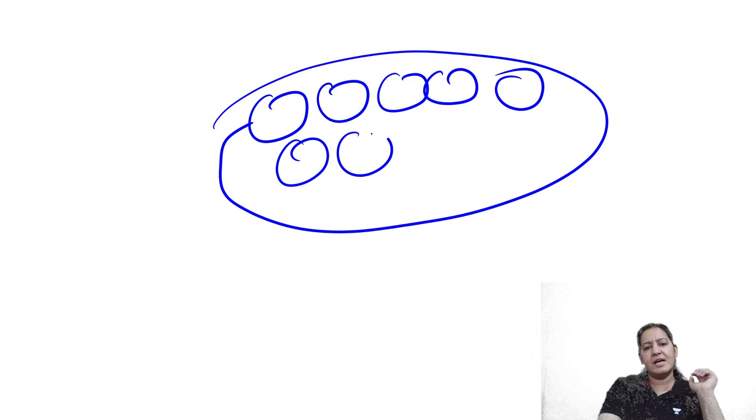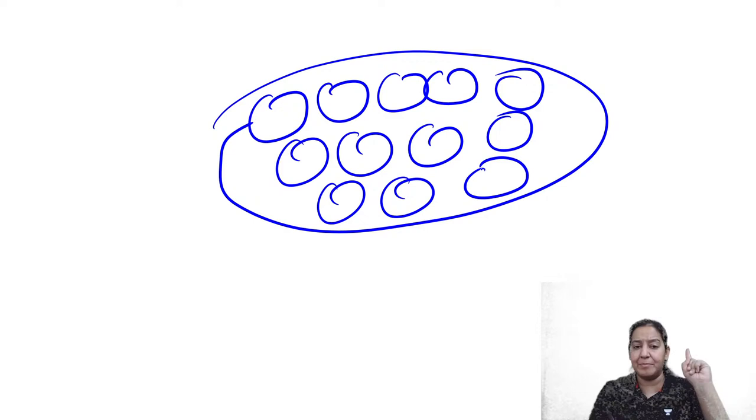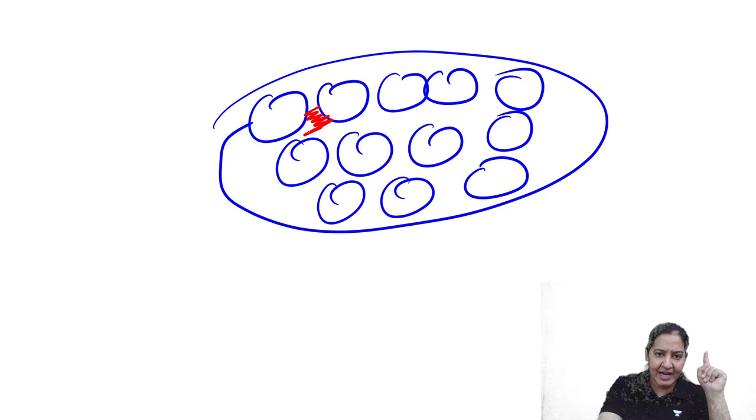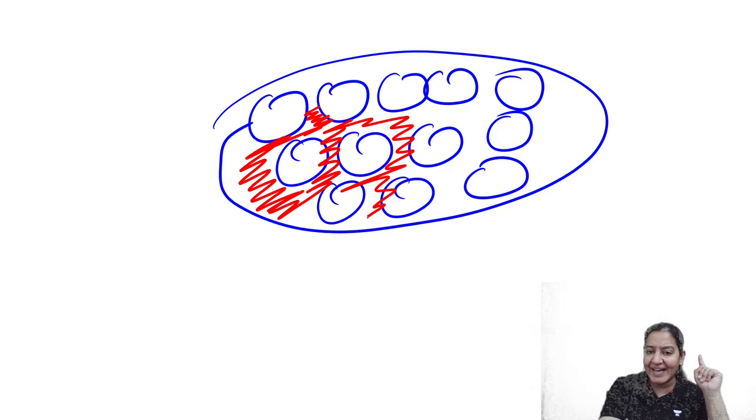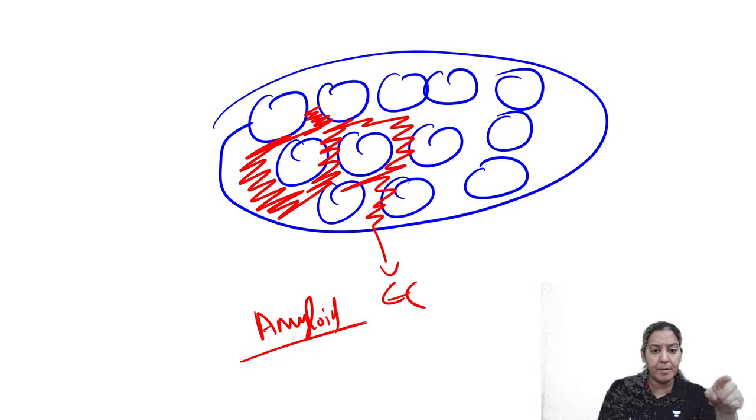Now, in the person having amyloidosis, abnormal amyloid protein is formed, which is insoluble in blood. That's why from the blood, it will come and get deposited in the interstitial space, the space between the cells. It is an extracellular deposition. Amyloid gets deposited extracellularly and compresses all the cells. That's why the organ undergoes failure.